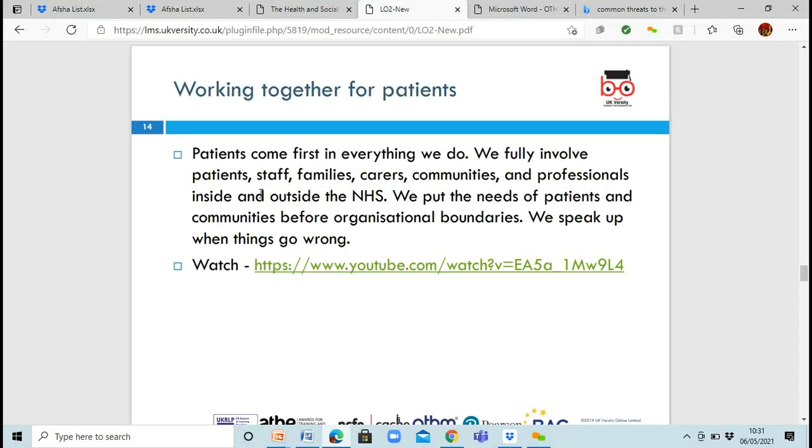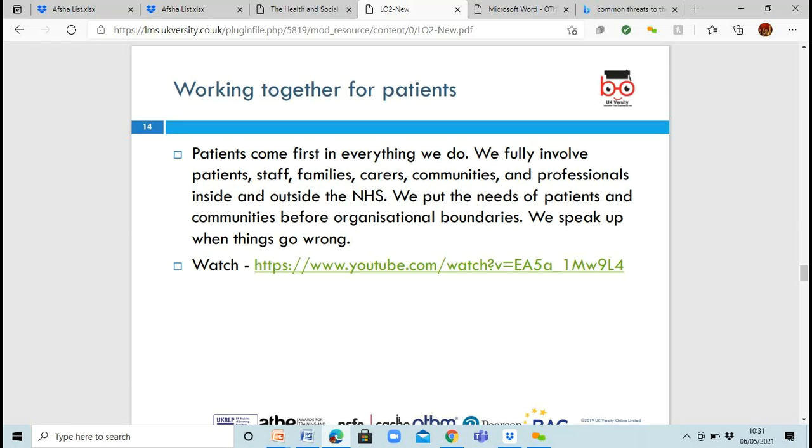Now, we'll go on to working together for patients. When we work together, we know that everything that we do is to make sure that we're looking after our patients, looking after the people that are within our care. So we fully involve patients, staff, families, carers, communities and professionals that are in the NHS and maybe even out of the NHS. This might include police, social services, educationalists, so schools, colleges, anybody that needs to be within that person's care.